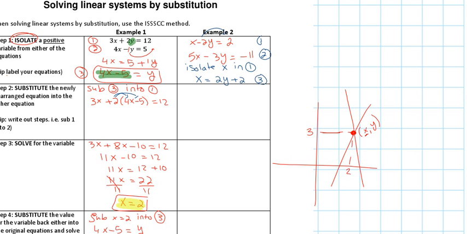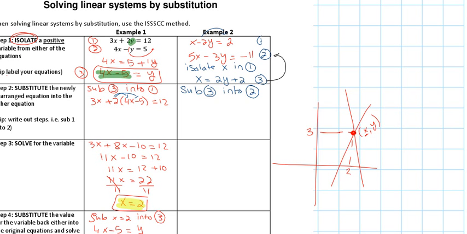Okay? Now what do I do with that equation number 3? I can't sub it into 1 because I've already used 1. Okay. So I have to sub it into 2. Okay? Because I've already used the 1, I have to sub this into 2. Okay? So sub equation 3 into 2.